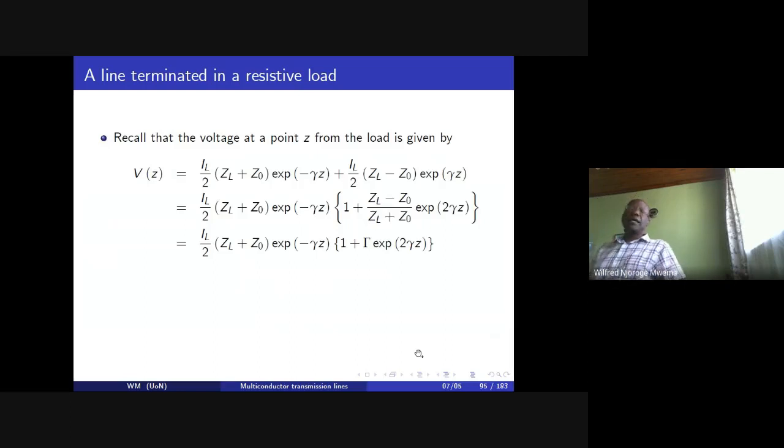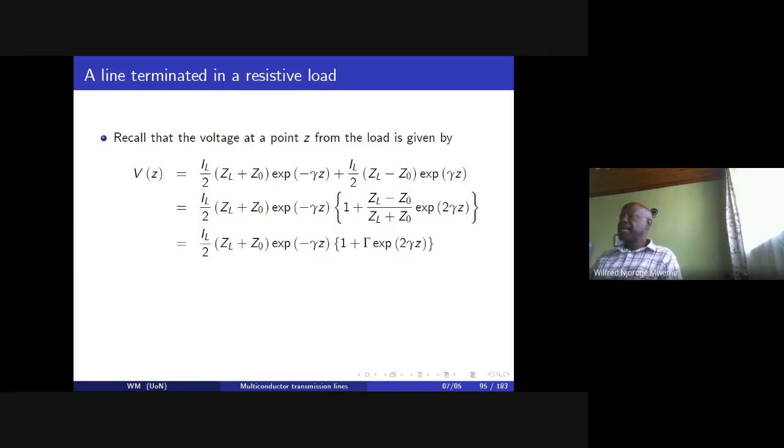So now we want to see how the line would behave if we terminated it in a resistive load. Now we are not using a complex load ZL, we are going to use a resistive load RL. And therefore we recall that the line voltage at Z is going to be given by V(Z) into that expression there, where we are using the complete expression that we had before, rather than using the cosine and hyperbolic cosine and hyperbolic sines.